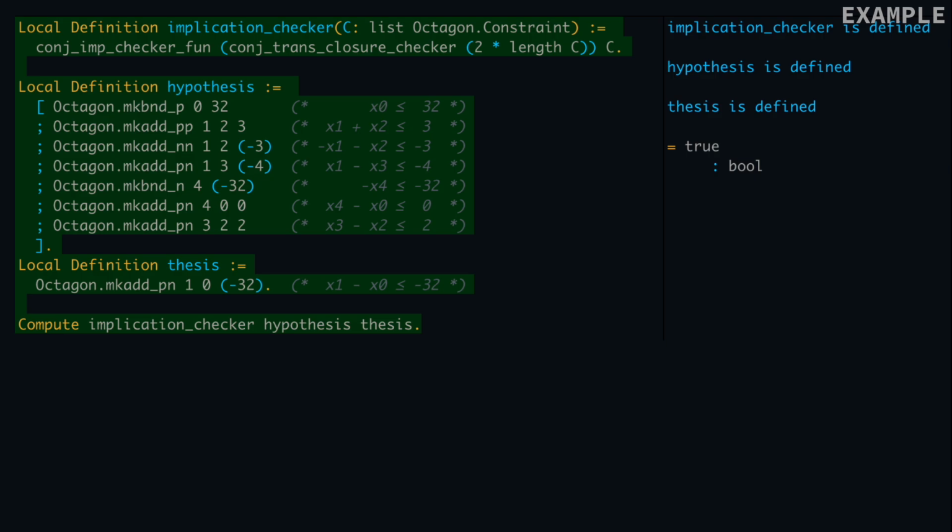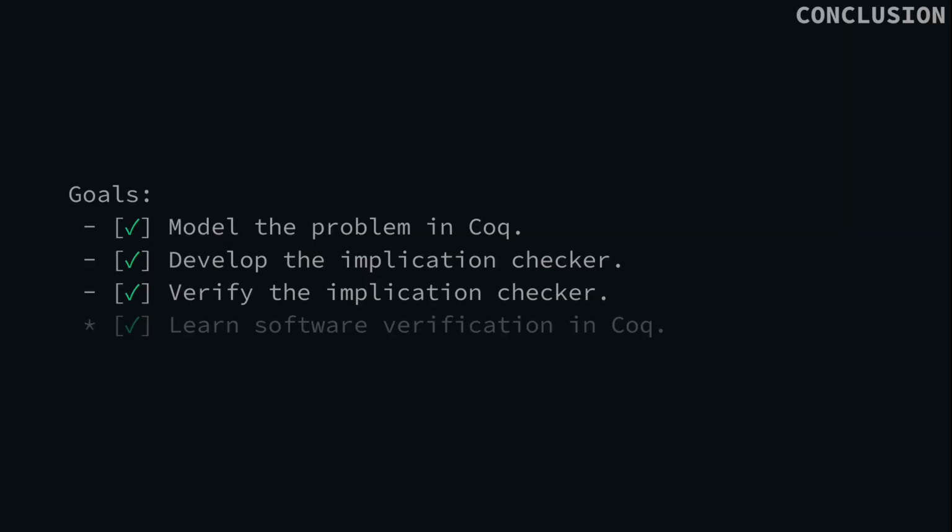Therefore, it was able to derive the thesis from our hypothesis. In conclusion, we were able to model the problem in Coq and develop and verify the implication checker.